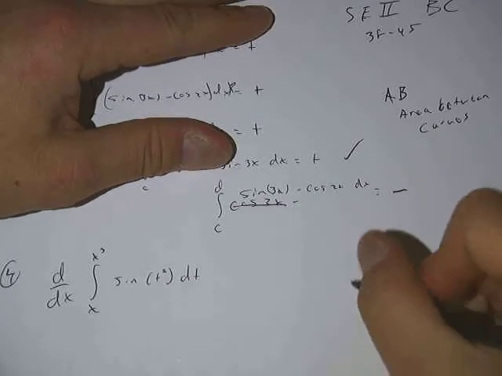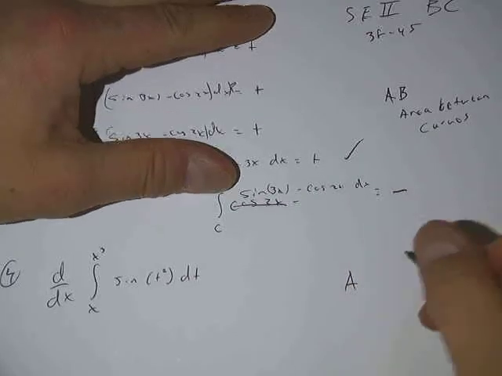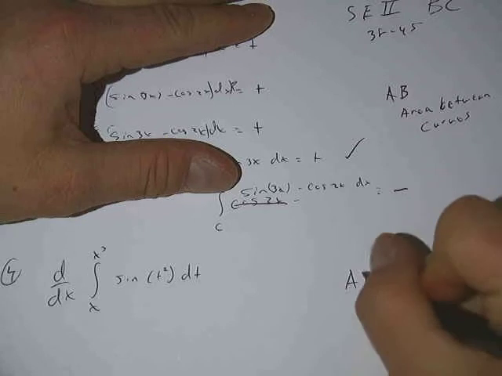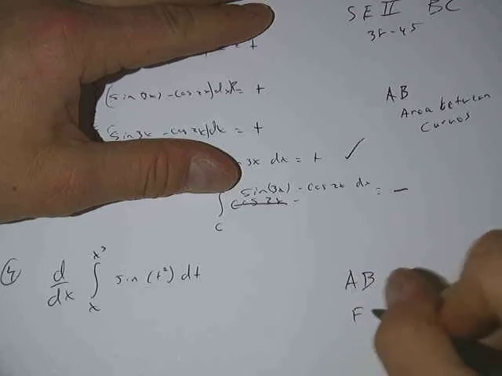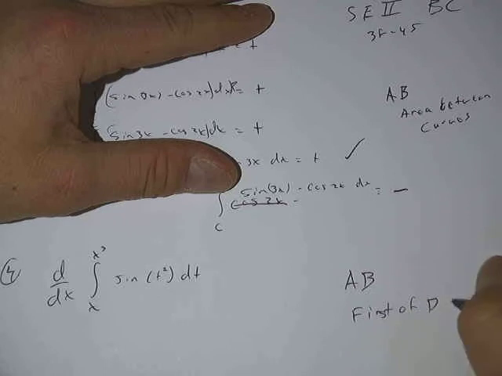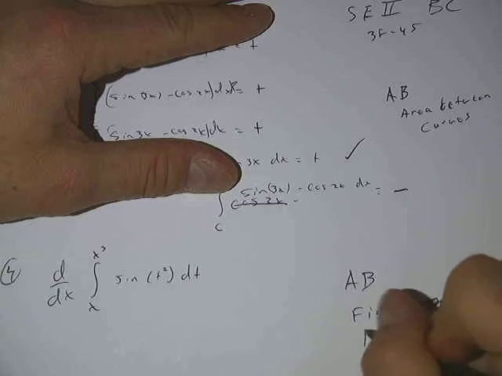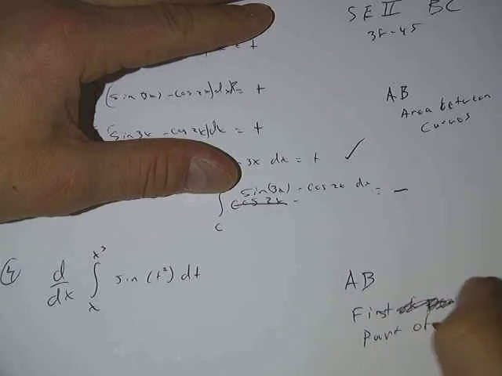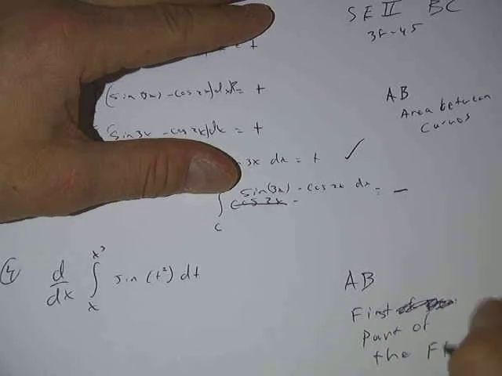And the next problem here, this is also an AB problem. Ultimately, that's the first part of the fundamental theorem, because we're doing the derivative of an integral function. So first, think of two different things at once here. First part of the fundamental theorem of calculus.